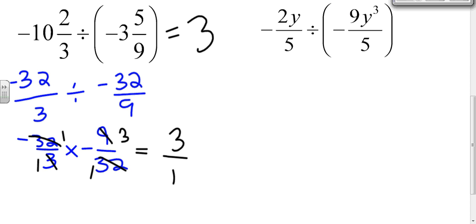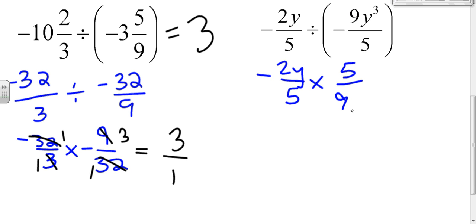In this next example, I am going to keep and change and flip first here, since these are not mixed numbers. I have negative 2y over 5 times 5 over 9y to the third, and this is negative.